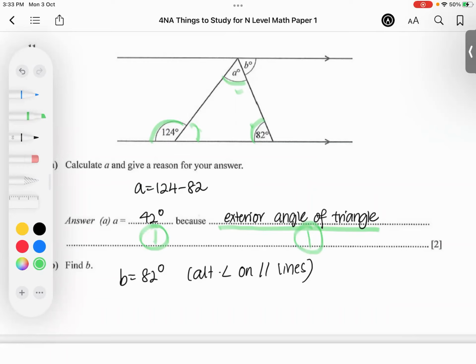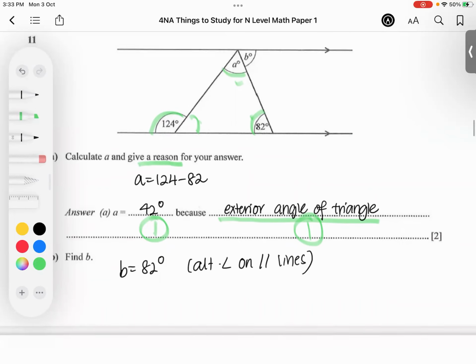No reason, no proper reason. If you want to do your long method, you can write down all the reasons. No proper reason, cannot get the mark. But technically speaking, they only want to give a reason for your answer. So they only want 1 single reason: exterior angle of triangle.